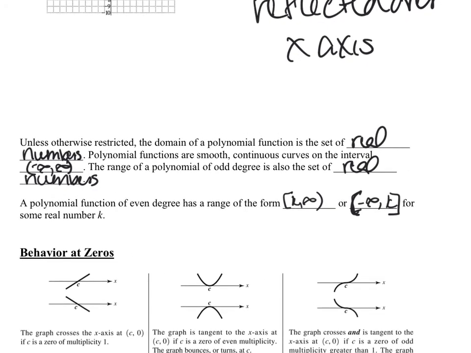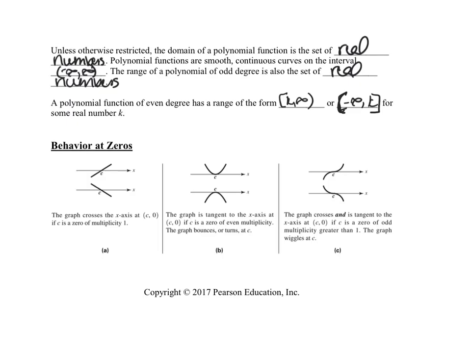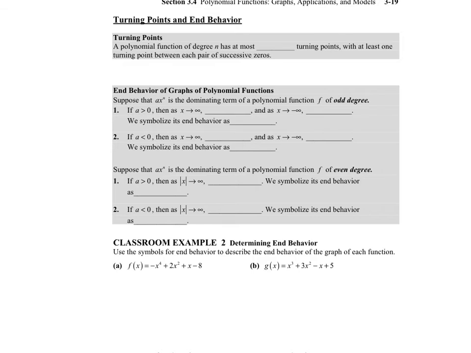Okay, so end behavior. The first one is for the identity function. The second one is for even functions. And this one is for odd functions. Okay, a polynomial function of degree n has at most n minus 1 turning points with at least one turning point between each pair of successive zeros.